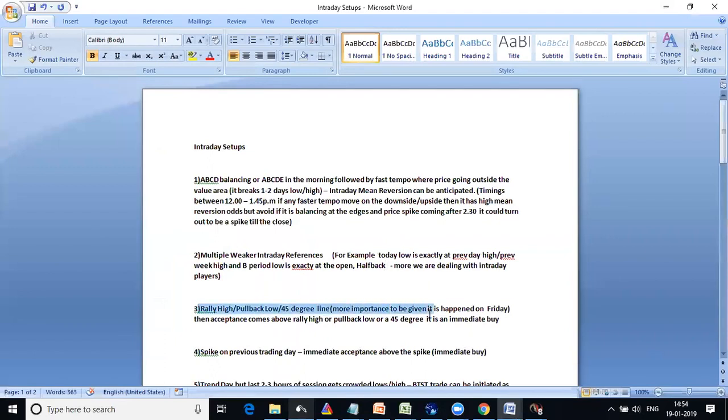And next comes the rally high or a pullback low, especially if it's going to be a 45-degree line in the last 45 minutes. A 45-degree line or a rally high are the signs that the next day, when price opens, you have to take a decision at the opening itself, whether you want to take an immediate long or not. Right? So most of the 45-degree lines come like this.